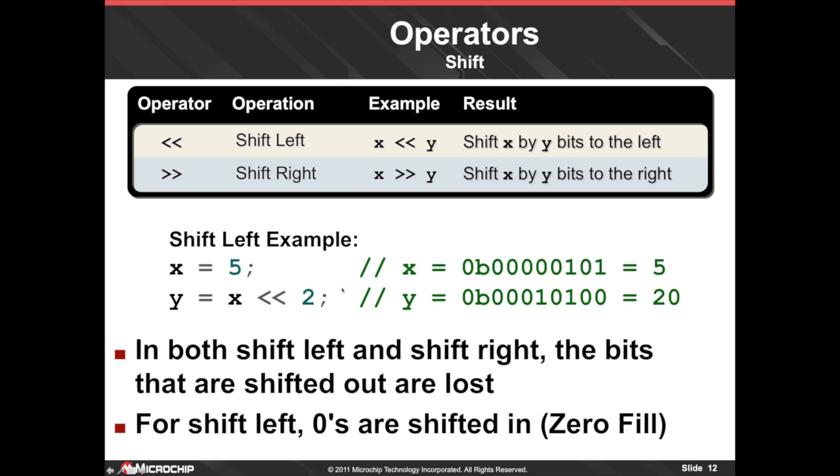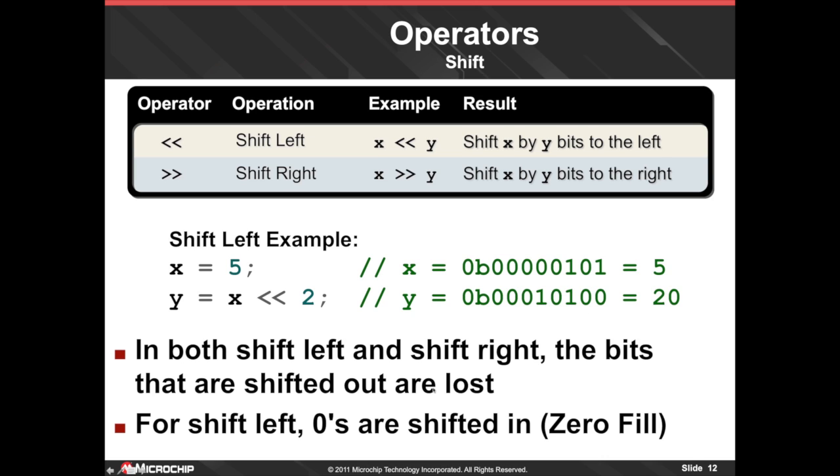So you can see this example here, x equals 5. If we want to shift the x to the left by 2 bits, you can see how I've taken these 1, 0, 1, and it's shifted 2 bits over, so it's no longer 5, it's now 20.